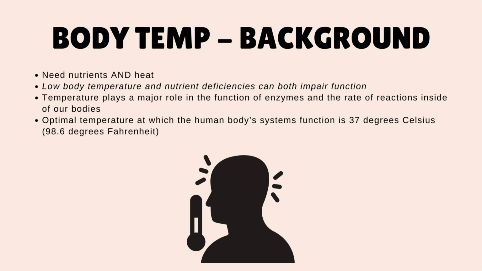So ectotherms, like fishes and reptiles, are animals that depend on their external environment for body heat. Whereas endotherms, humans, other mammals, and birds, are animals that use thermoregulation to maintain a somewhat consistent internal body temperature, even when their external environment changes. The optimal temperature at which the human body's systems function best is 37 degrees Celsius. Why? Well, our body temp plays a major role in the function of enzymes and the rate of reactions inside our bodies.